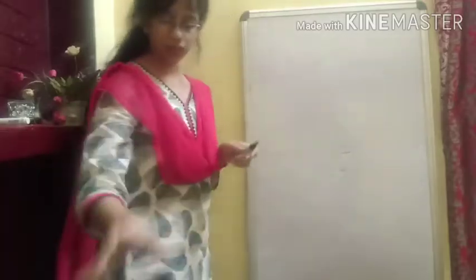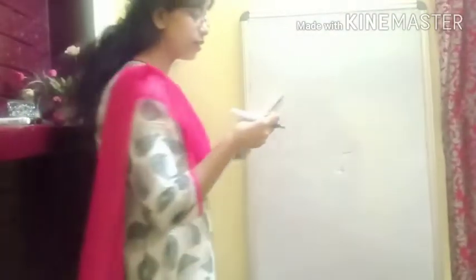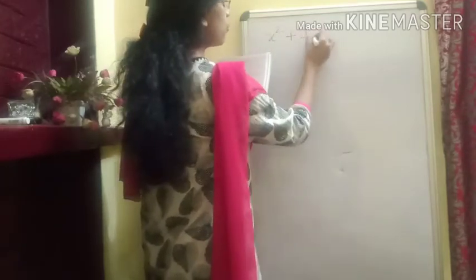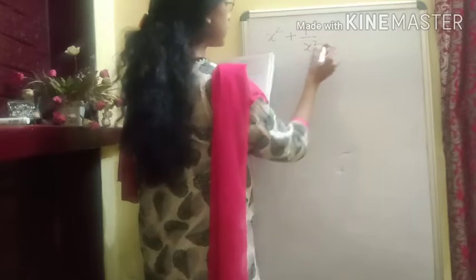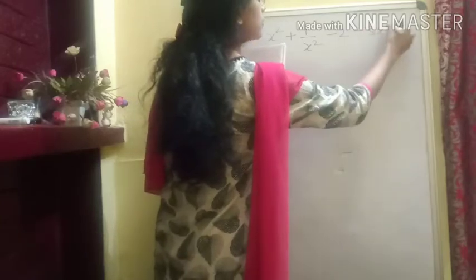Let's see the very last question of the exercise. It is the 24th question, and it is x square plus 1 upon x square minus 2 minus 3x plus 3 upon x.